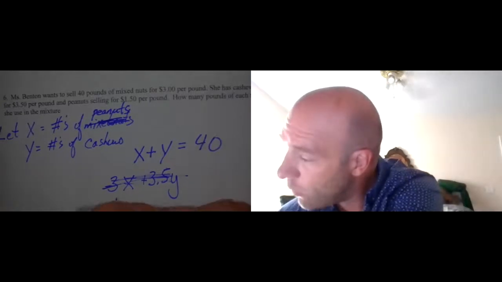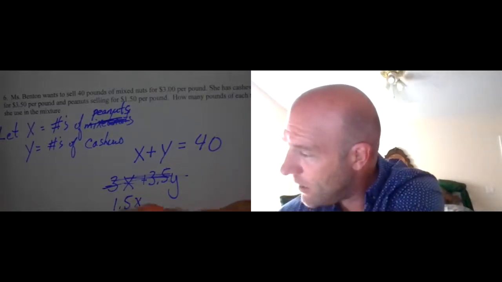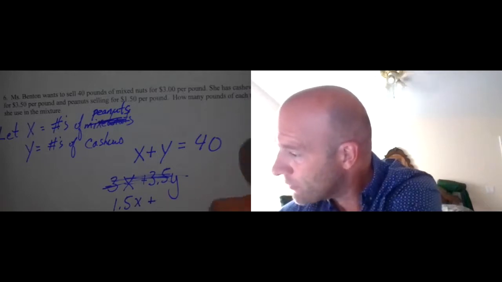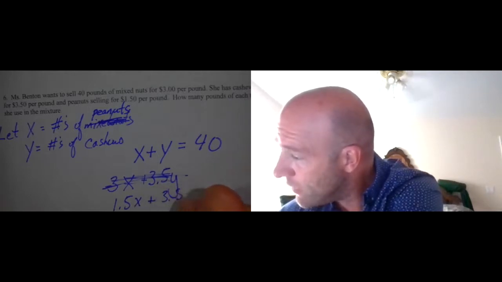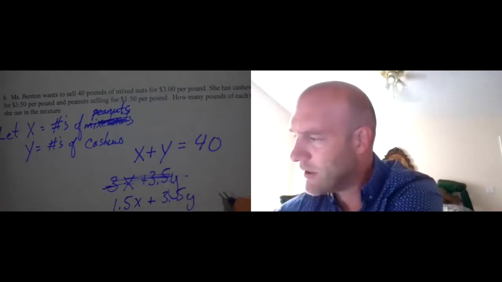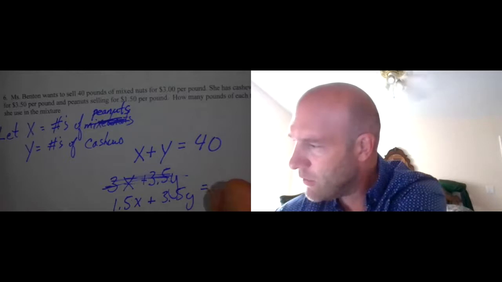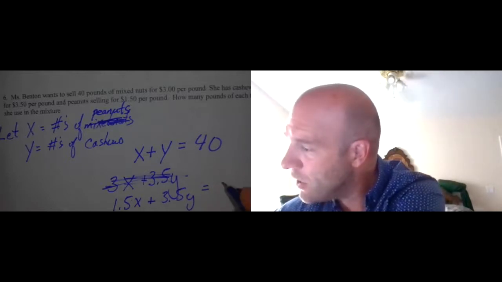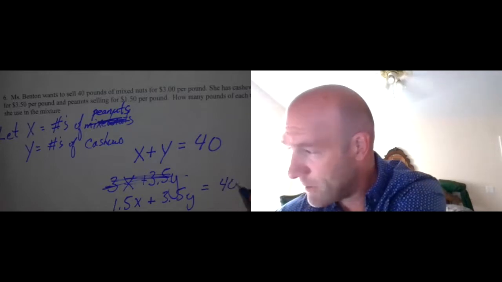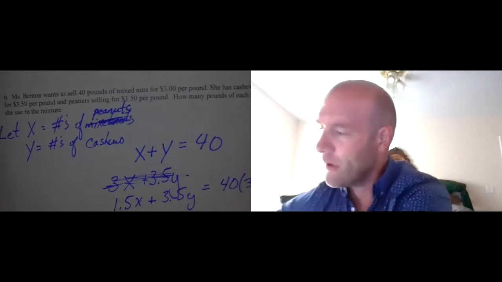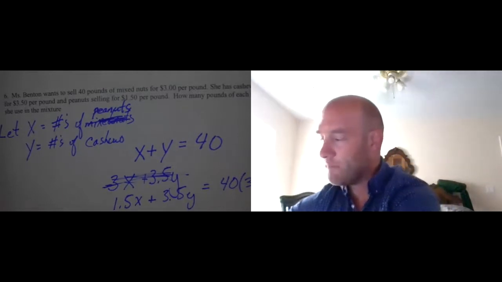So we've got this 1.5x plus 3.5y, and that's the cost of this, that should equal the cost of this, which is 40 pounds times $3 per pound. There we go. Now we're cooking.